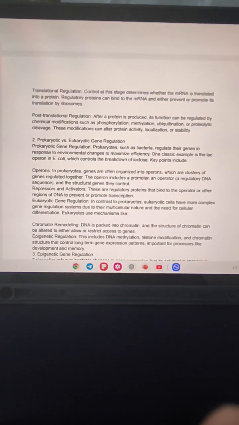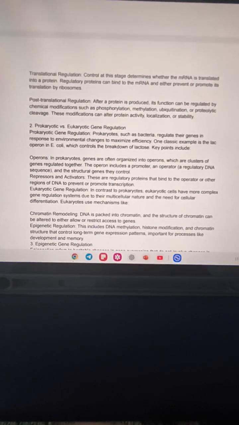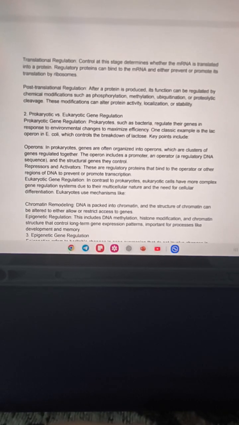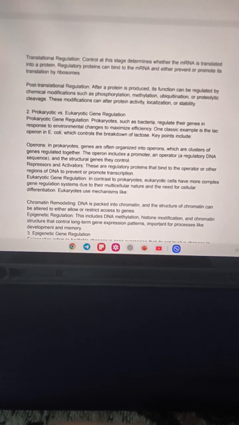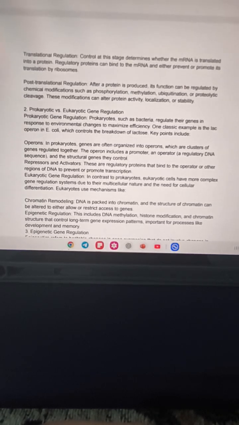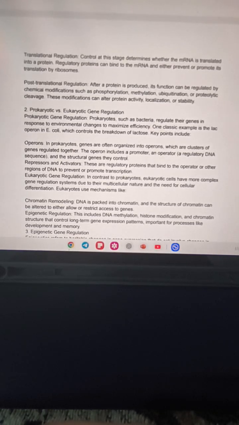post-transcriptional regulation: RNA splicing, RNA stability, RNA editing, and many more. Now let's discuss prokaryotic and eukaryotic gene regulation. Prokaryotes such as bacteria regulate their genes in response to environmental change to maximize efficiency. One example is E. coli, which controls the breakdown of lactose.